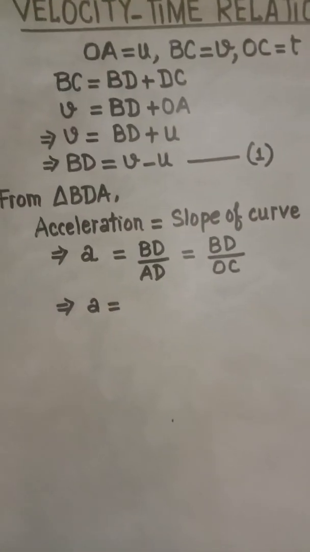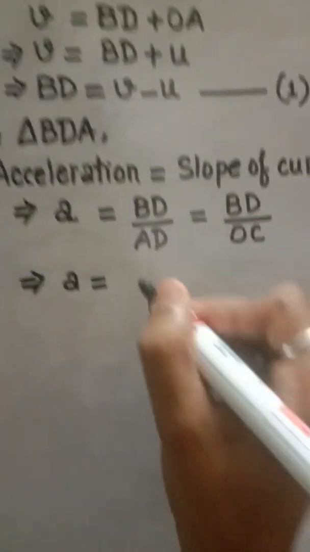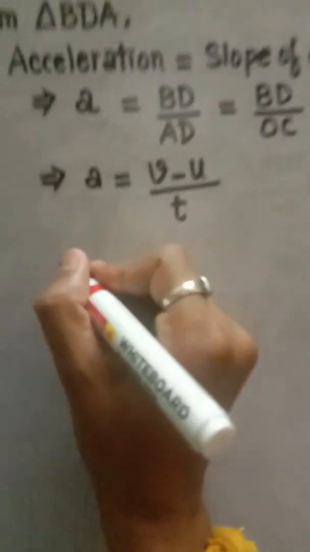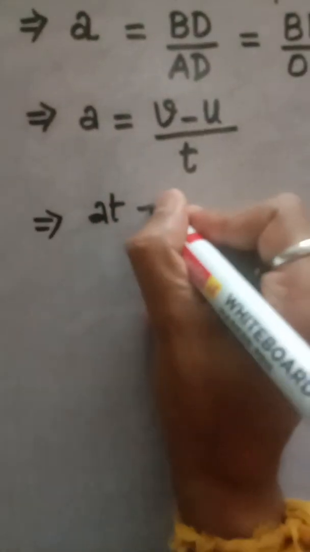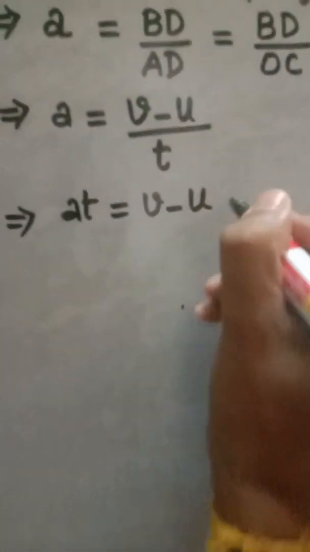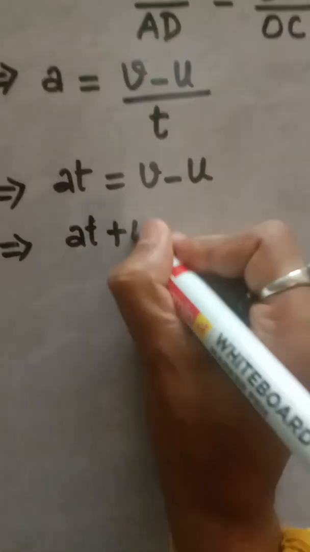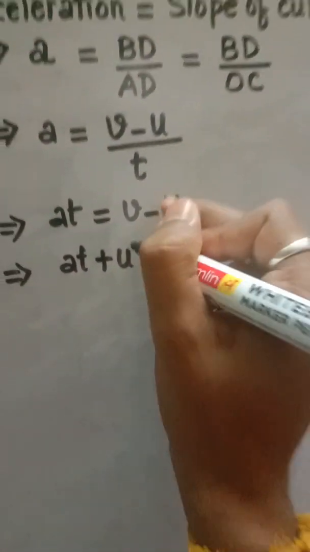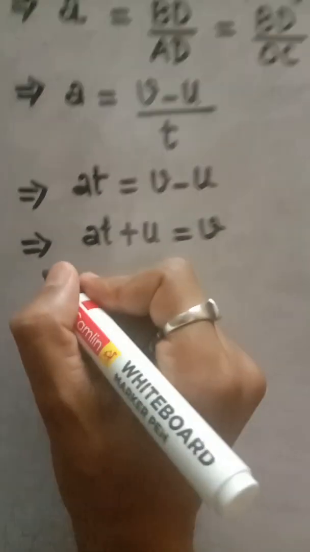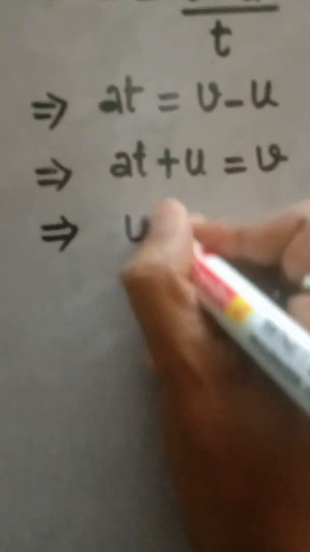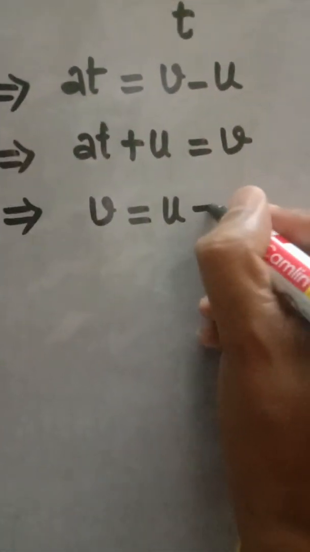Now, acceleration can be mentioned as BD by OC. BD is v minus u and OC is t. So now t will get cross multiplied. at equal to v minus u. Then at plus u is equal to v. u will go this side, and if you rearrange your equation, v is equal to u plus at.